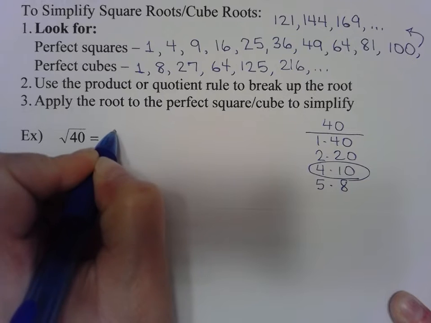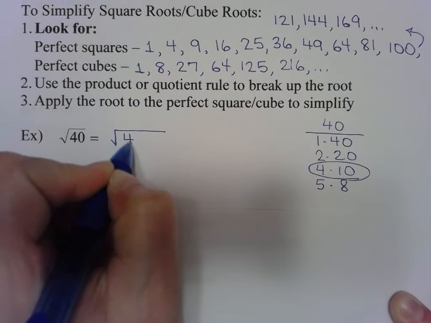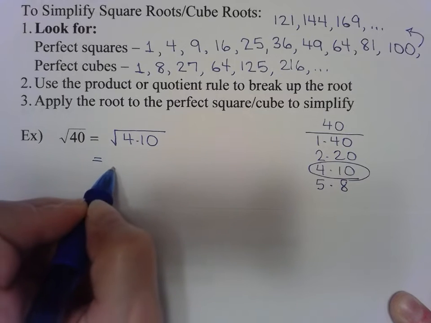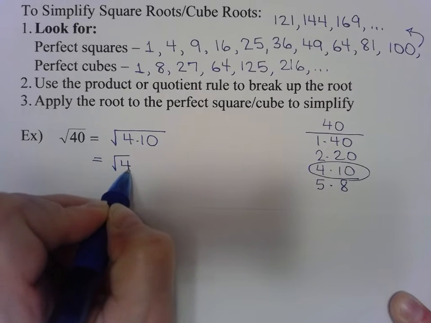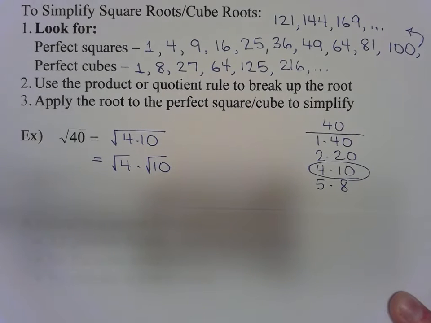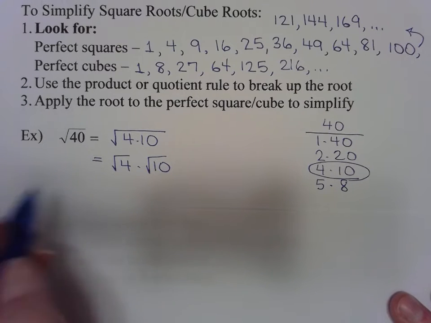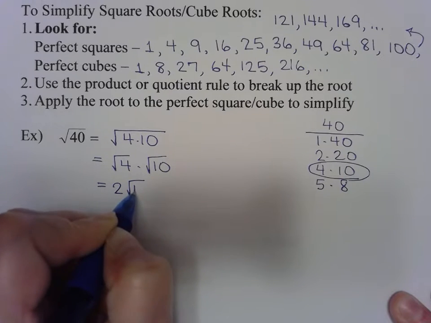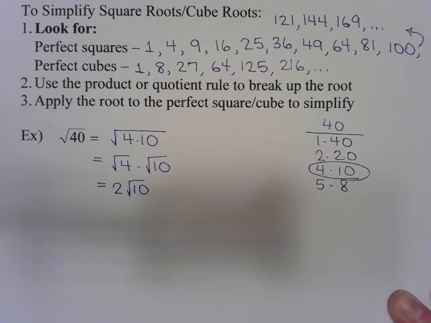Okay, so I can break up the square root of 40 as the square root of 4 times 10. The product rule says then I'm allowed to break that into two separate square roots, the square root of 4 and the square root of 10. And I know the square root of 4 is 2. So this becomes 2 times the square root of 10.